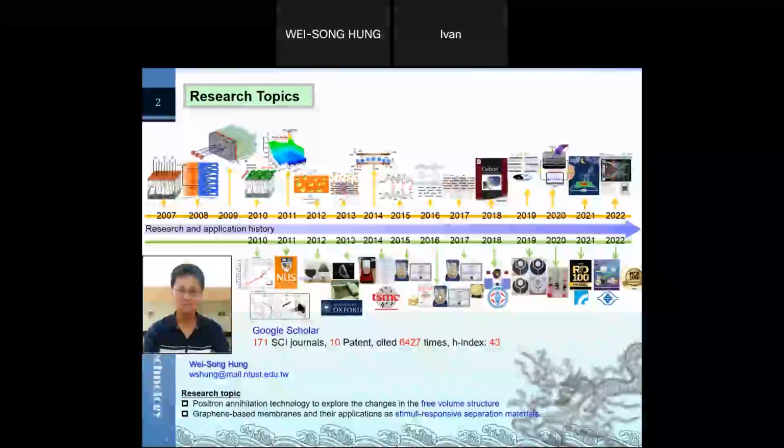In addition to the membrane preparation, we also focus on industry cooperation facing a wide range of applications of graphene as membranes, with many collaborations with universities and industries, for example NUS, Thai Power, Formosa, and TSMC. These are very famous industries, and we also got many awards from these studies.